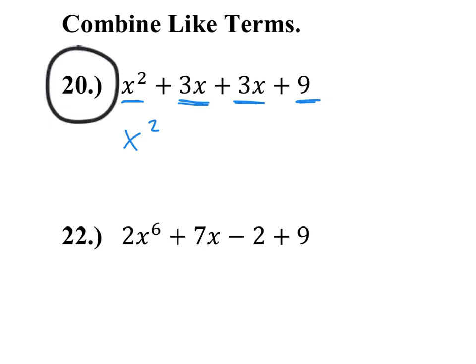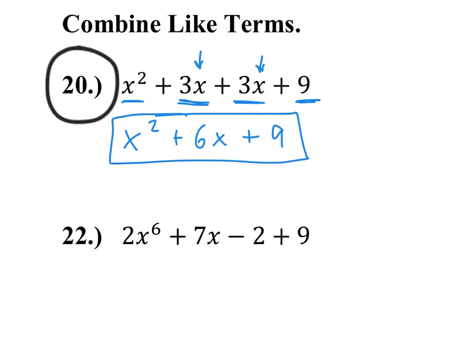The 3x term does have a like term. This term has an x to the first power, and this term has an x to the first power. So we want to add those two together. 3x plus 3x is 6x. And then finally the 9 term doesn't have an x next to it, and it's the only one without an x, so it has to stay the same. So x squared plus 6x plus 9 is how we would rewrite this with combining like terms.